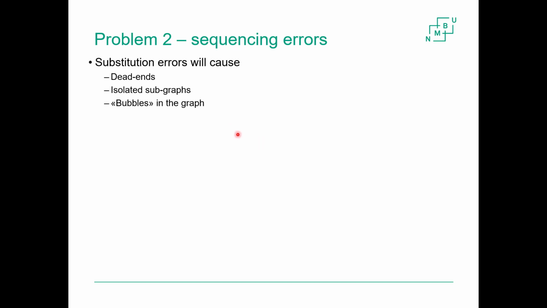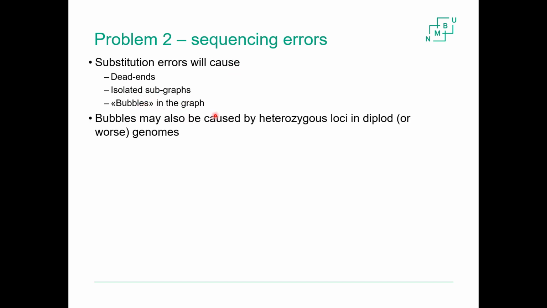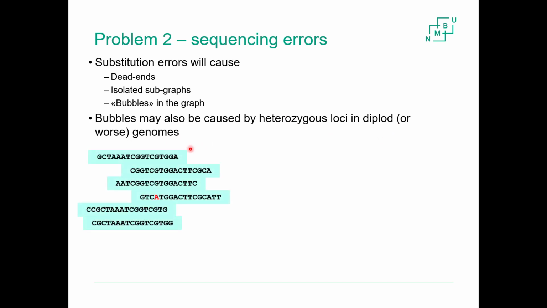The sequencing error, this is of course something we have to battle with regardless of how you approach this. But in the De Bruijn graph setting, all the substitution errors will cause what we call dead ends or subgraphs, or bubbles in the subgraph. So let me show you an example. This may also be caused by other phenomena which are not relevant for microbial genomics. Diploid organisms are usually eukaryotes, really. But let's consider this here.